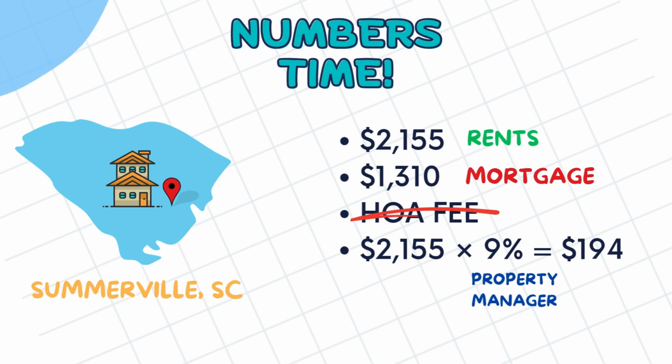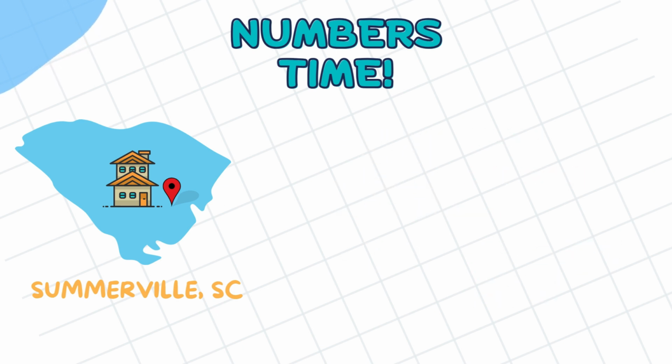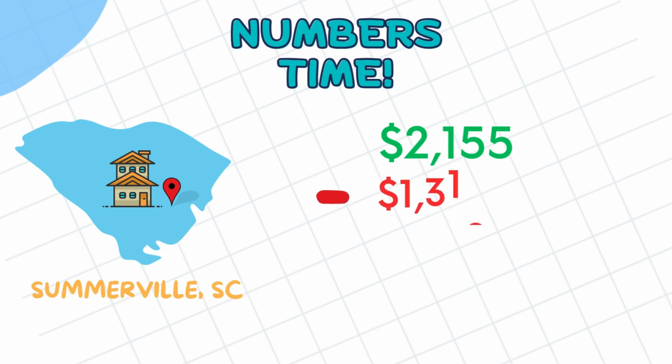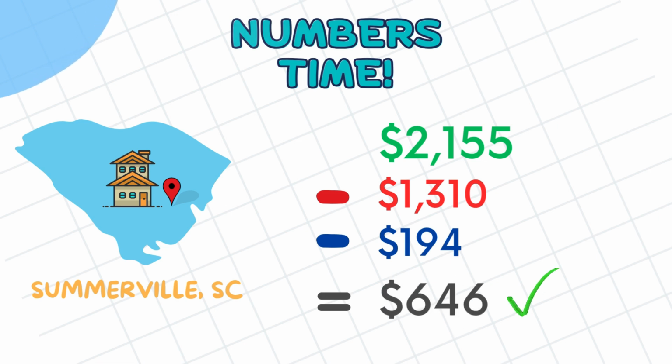So for this discussion, we're talking about $194, which is 9% of that $2,150 total rents. So to get to my net profit number, we take the $2,150 total rents minus the $1,310 mortgage payment minus the $194 property management fee, and that leaves me a net profit of about $646.